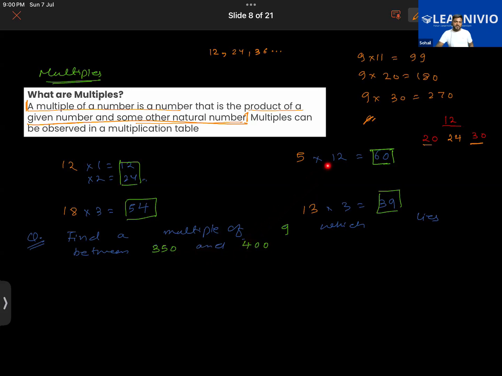I have given some of the multiples of 9. You can take some hint from here also. It has to be obviously greater than 30 times. 9 times 30 is 270. But you have to take a value which is greater than 350. So think of what should be multiplied by 9 so that you get a value bigger than 350 but smaller than 400. Getting it, no? Yes.